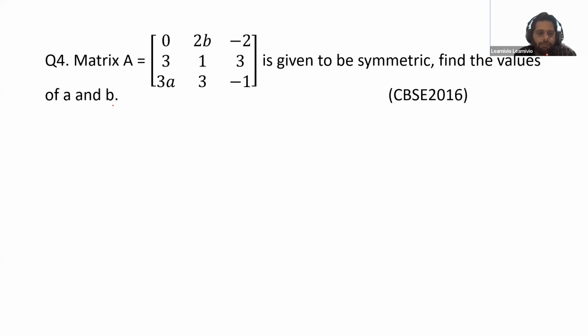Maziha, is my voice audible? Yes, sir. Okay, Maziha, what's the answer? What is B and A? A is negative 2 by 3 and B is 3 by 2. Very good, very good. That is correct.